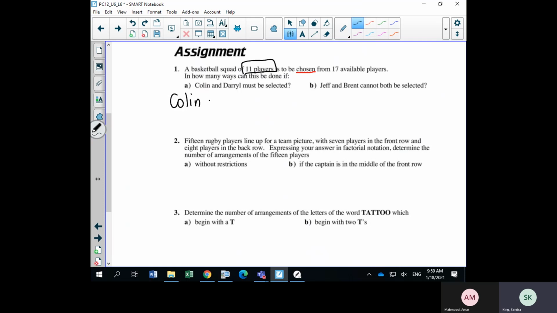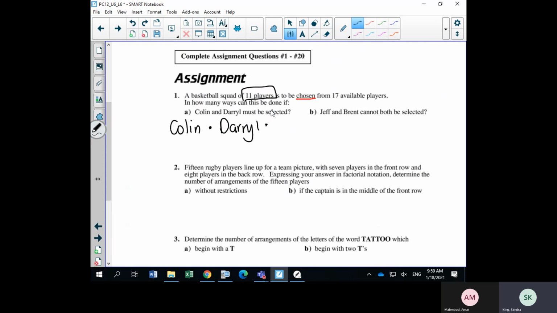So 11 people. Colin and Daryl. And if we need 11 players, how many left do I have to pick from, basically, if I just place these two because they have to be on the squad? My 11 just went down to what? 9. Okay. So there's one way to select Colin. There's one way to select Daryl.